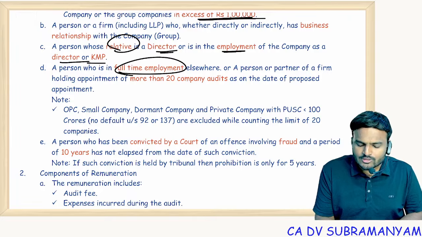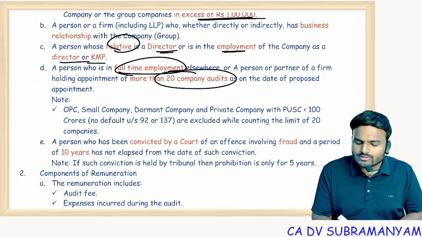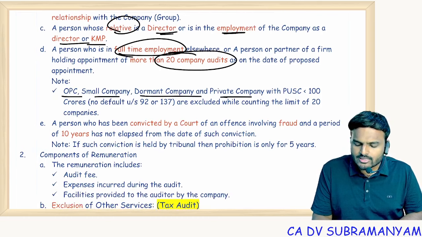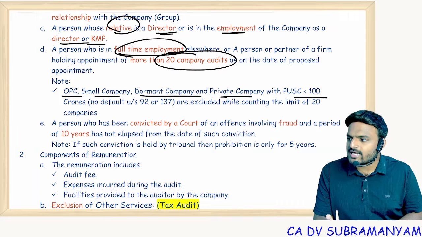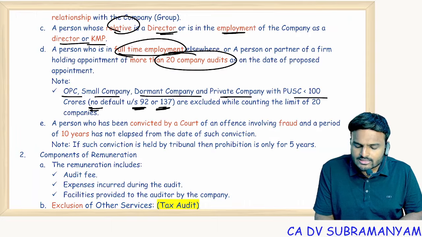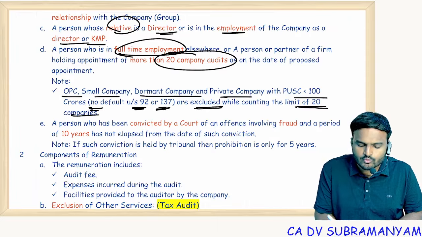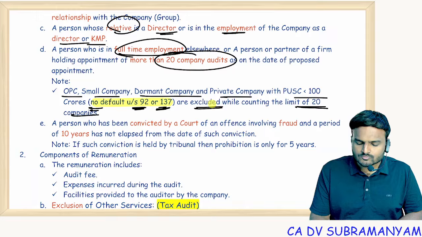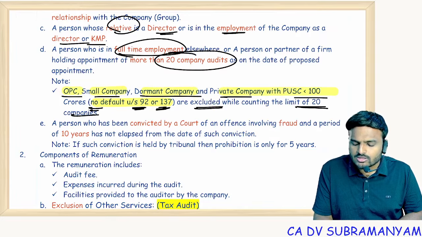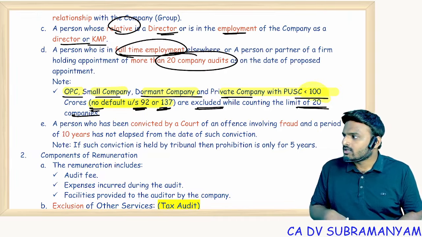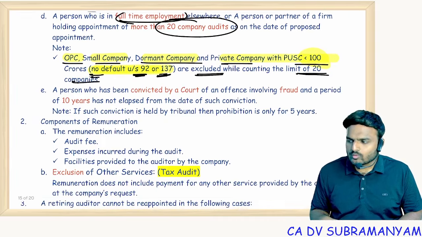A person who is in full-time employment, disqualified. Accepting more than 20 company audits, not allowed. While calculating 20 company audits, OPC, small company, dormant company, and private company with paid up share capital less than 100 crores, which has not committed default under section 92 or 137, are excluded while counting the limit of 20 companies. Remember, no default under section 92 or 137. Only these 4 companies, OPC, small, dormant, private company with no default and paid up share capital less than 100 crores, are excluded while calculating 20.